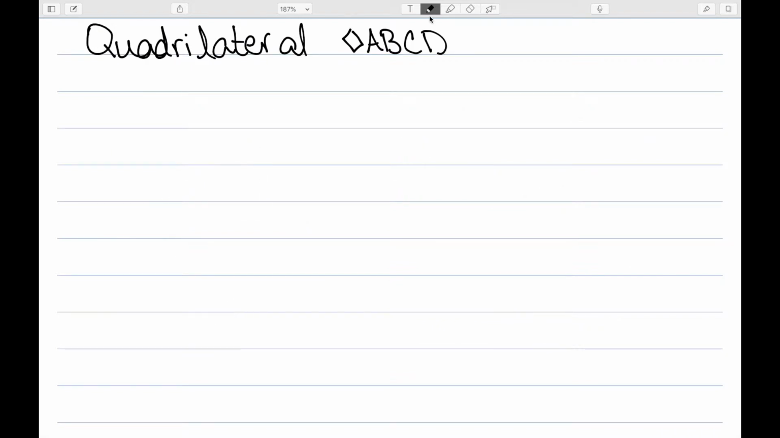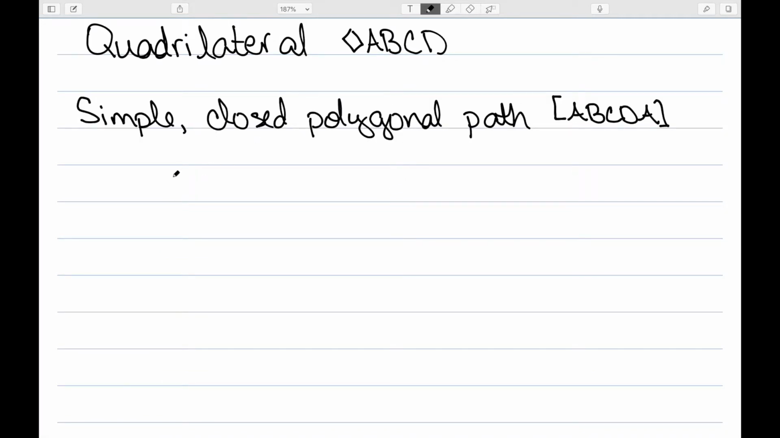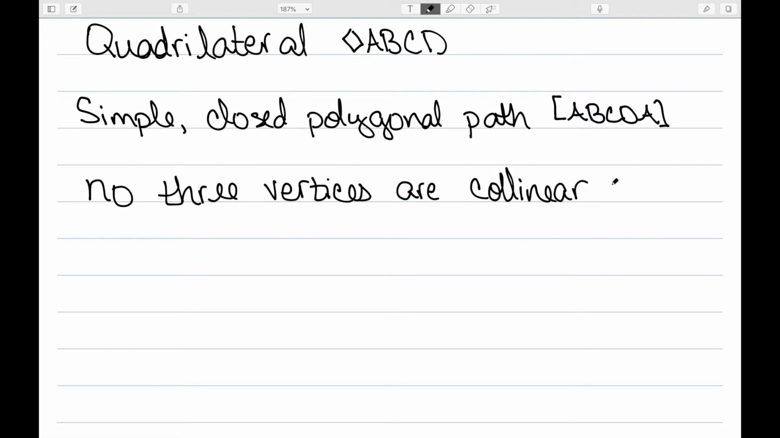Now that I have this idea of polygonal paths, I want to define a quadrilateral, ABCD. And a quadrilateral is going to be a simple closed polygonal path where my 5 points are A, B, C, D, and then A again since the last point needs to match the first. We also need the property that no 3 of my vertices are collinear, so any 3 vertices should not lie on a straight line.